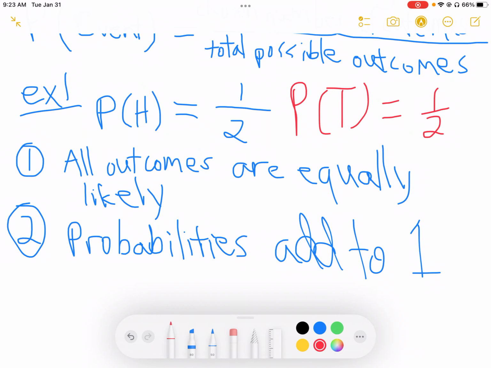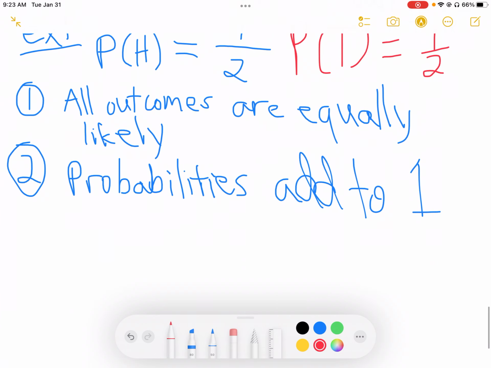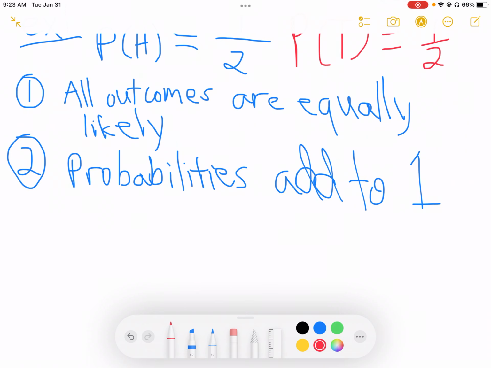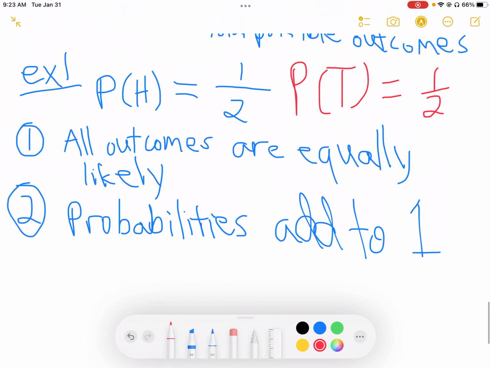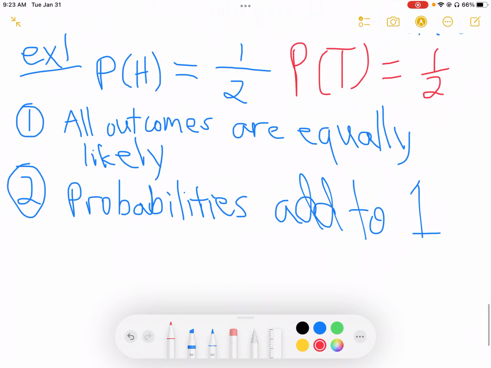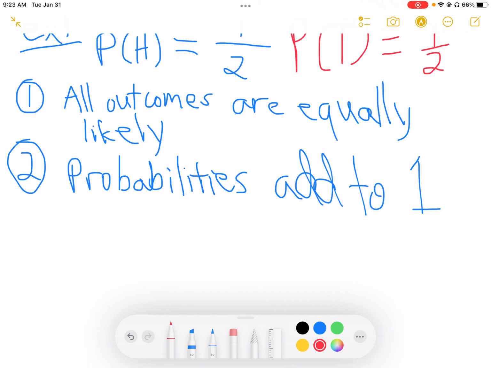Now when we're talking about independent events, if I flip heads the first time, the probability of heads the second time isn't any different. It's always the same thing. We'll talk about that a little more, but let's go to example 3.